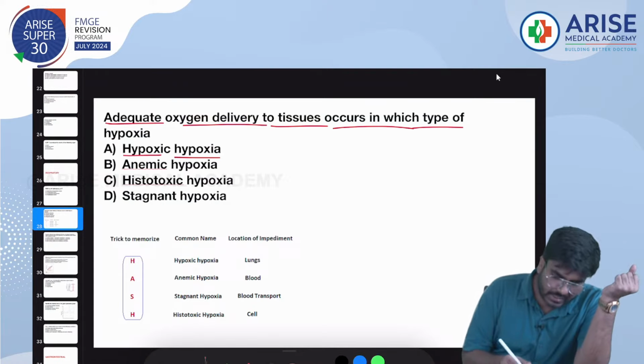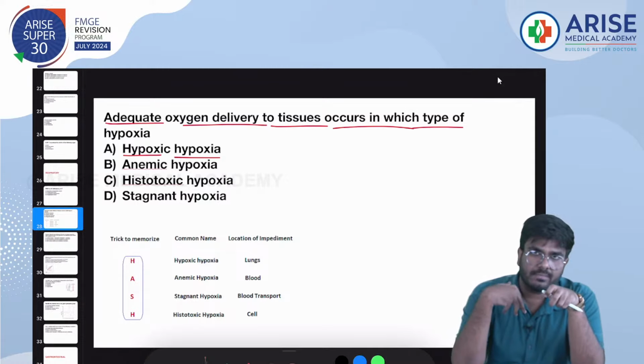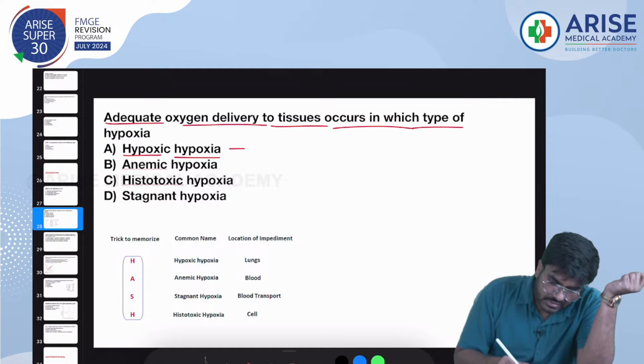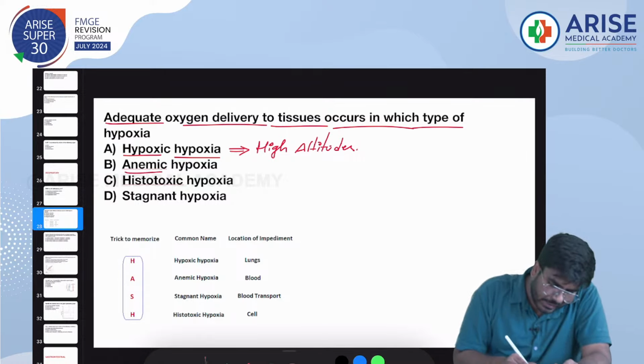See, hypoxic hypoxia means outside oxygen is not there, so you are not getting the oxygen. Hypoxic hypoxia is seen in high altitudes. Okay, high altitudes. Then anemic hypoxia.